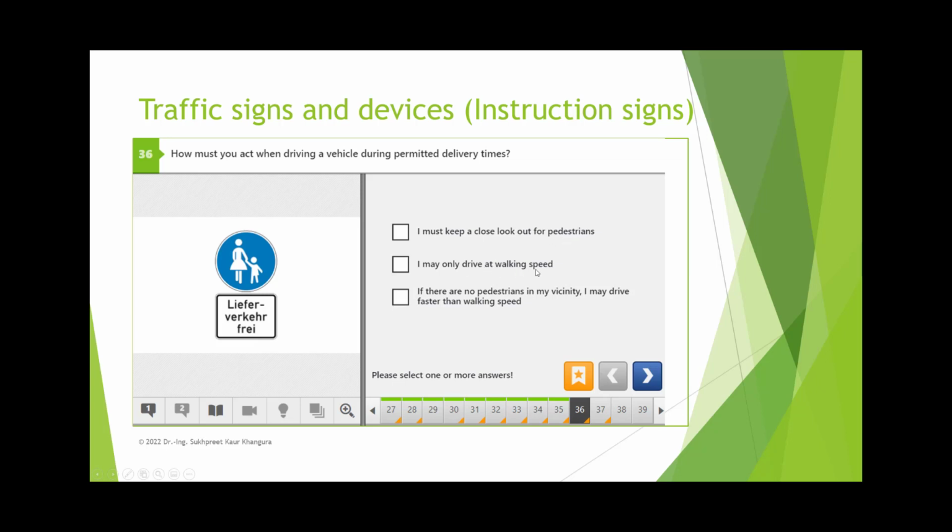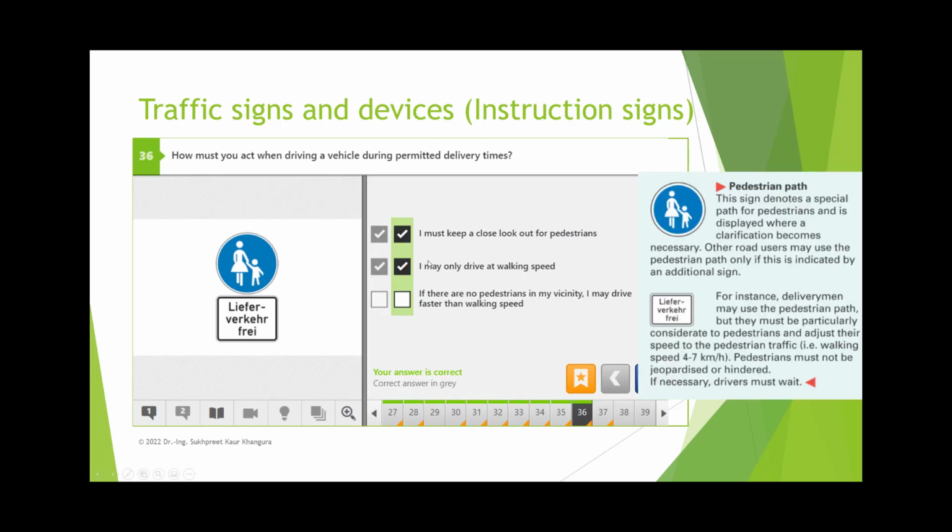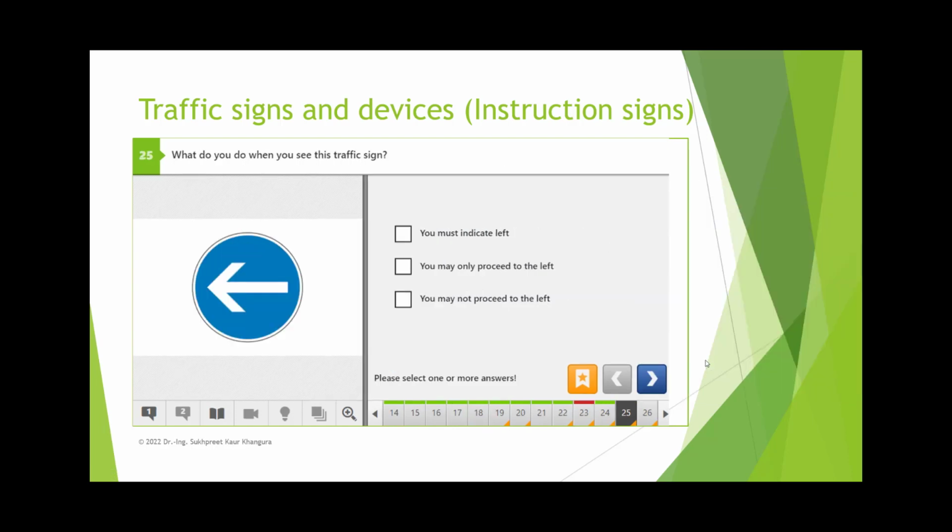This we have already covered, that you can use this footpath only if you are driving at a walking speed, that is 4 to 7 km per hour. If there are no pedestrians in my vicinity, I may drive faster than walking speed. No, this is the wrong thing. Let's check our answer. The first two options are the correct ones. Moving towards the next question.